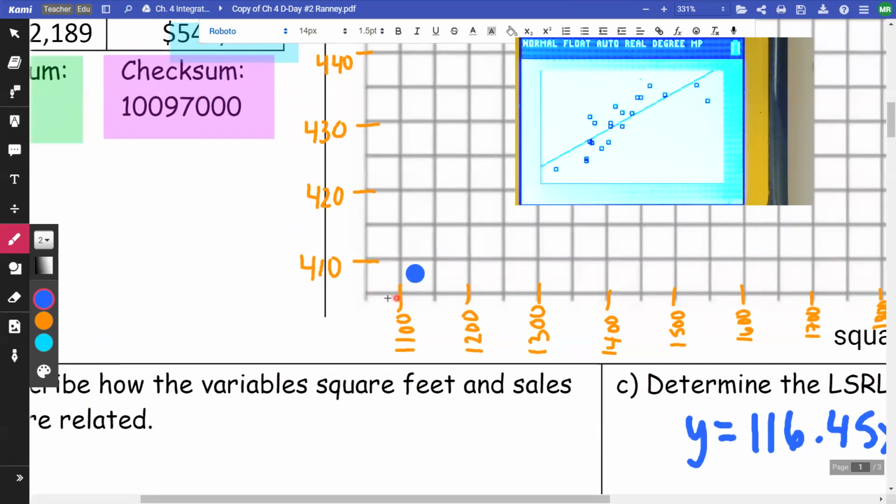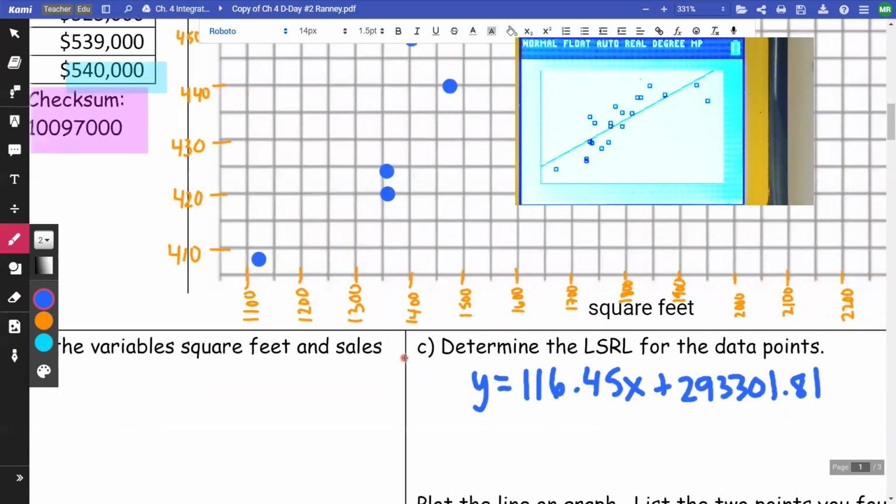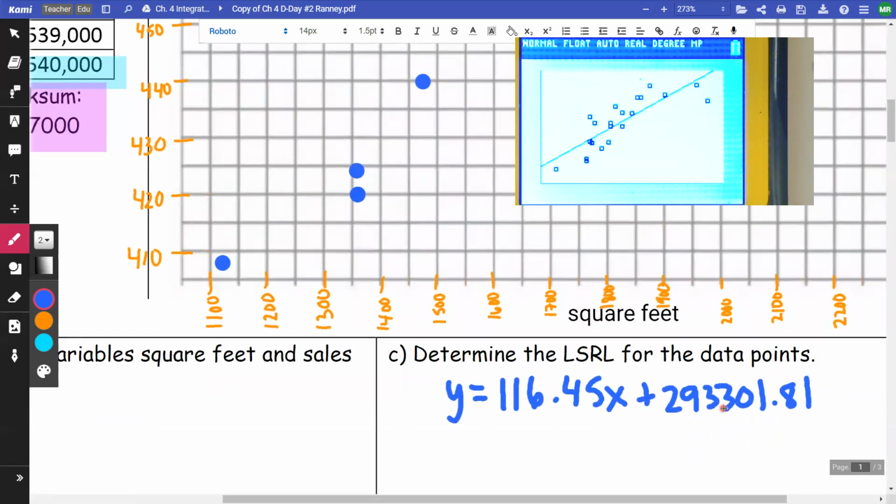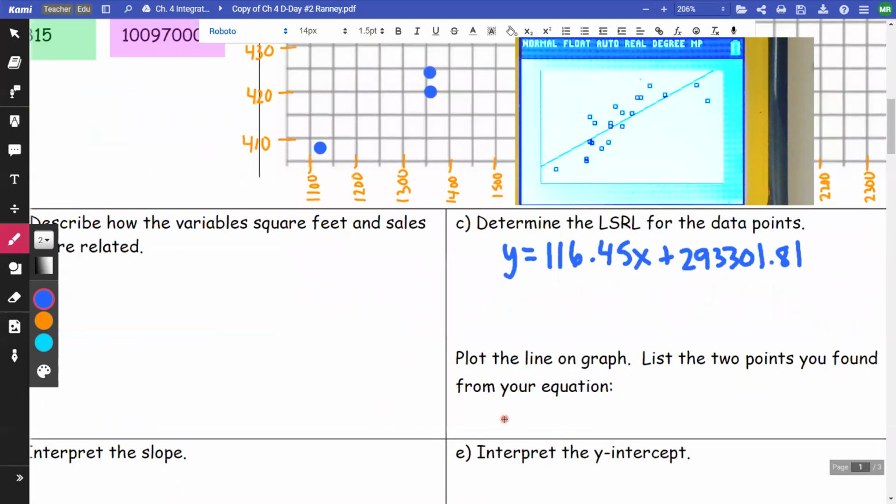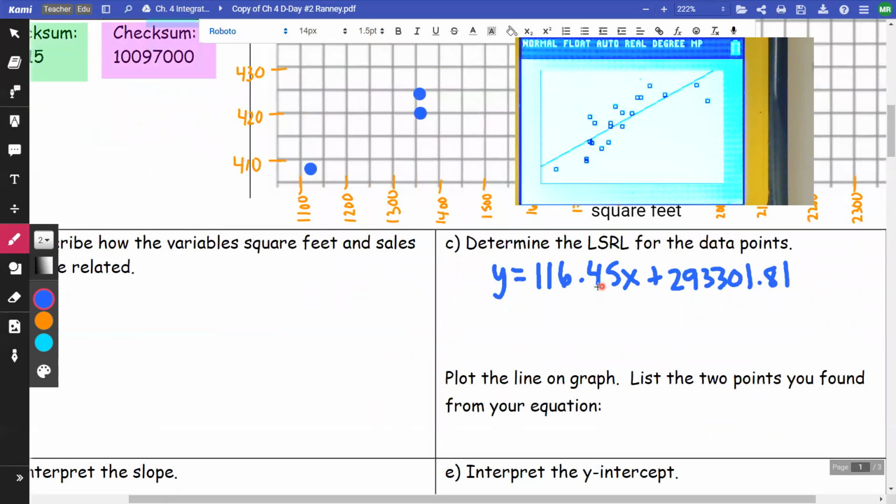But with statistics, a lot of times you can do that with the graph. You can kind of start with your low to high and low to high. But what that means is I can't just come over here and come up to 293,301 and start graphing, because it's going to be distorted. So I want to find two points, okay, from this.